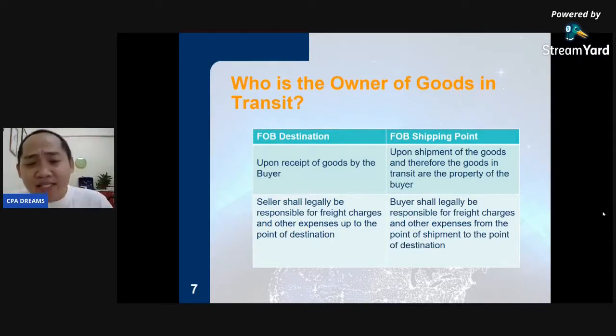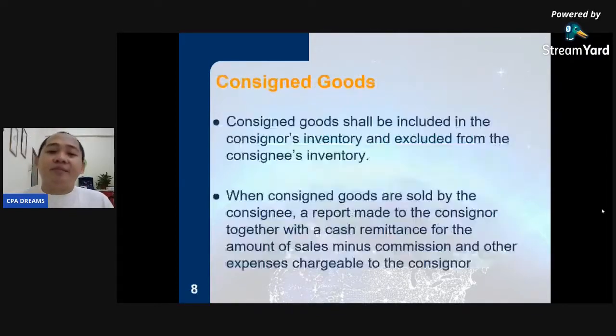So, eto yan lang yung importanteng kailangan mong tatandaan. FOB destination and FOB shipping point. Ano yung difference? Okay? Now, consigned goods. Ito ang ganda-ganda na explanation ko kanina. Consigned goods shall be included in the consignor's inventory and excluded from the consignee's inventory. Ito nangyayari talaga siya ngayon. Okay? Lalo na sa retail industry.